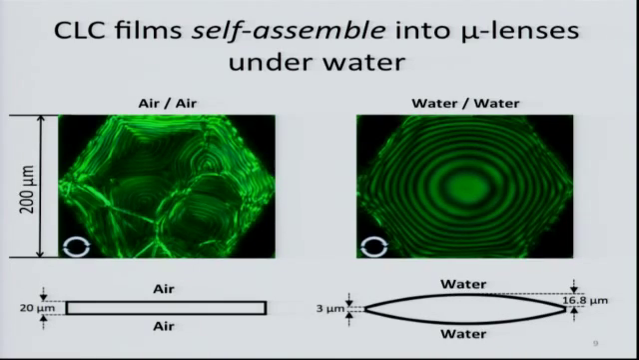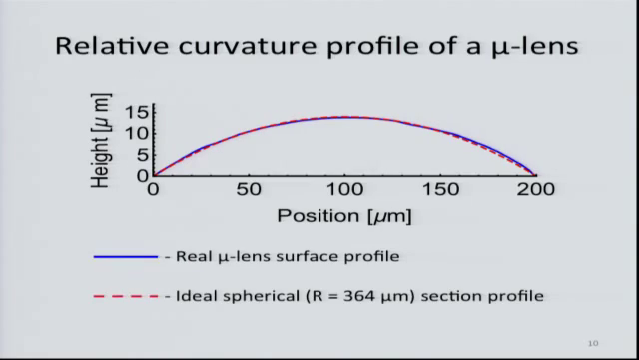As you can see, this nice set of rings appears. And we figured out that these rings appear because the film becomes curved. So it makes kind of a convex lens, a convex microlens. And when we analyzed the curvature profile using the intensity map, we found that the surface is nearly spherical. As you can see, maybe it's not very easy to see, but this blue curve represents the real microlens surface profile that we've determined from the intensity map.